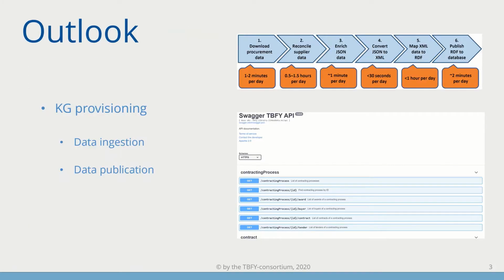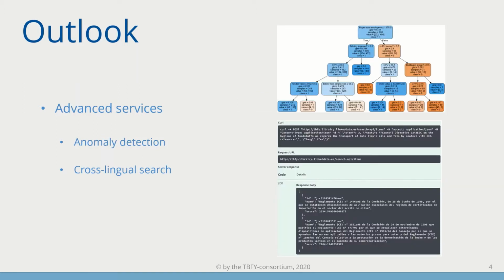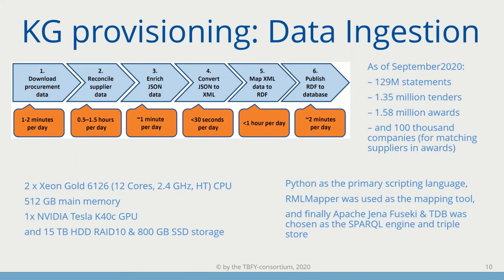We are going to demonstrate the knowledge graph provisioning process in terms of data ingestion and data publication, and advanced services that we built on top of the knowledge graph and platform, namely anomaly detection and cross-lingual search. Let's start with data ingestion. We implemented a daily routine for ingesting data.